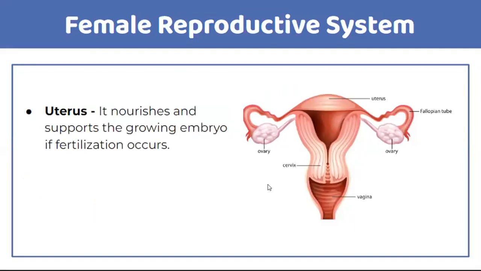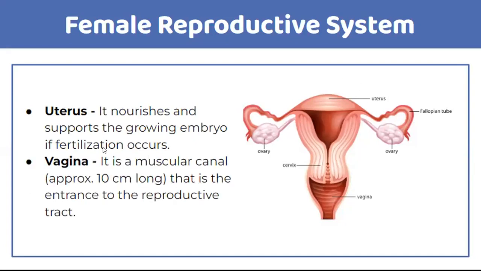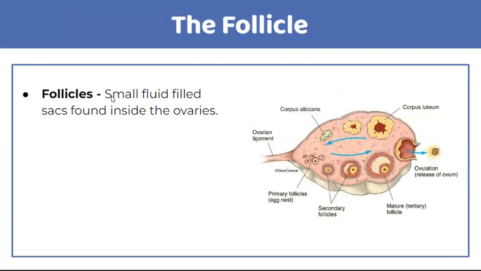Now, what is the uterus? If fertilization occurs, that is, if the sperm does end up entering the oocyte and actually becoming one with the oocyte, then you will get an embryo. You will get a growing embryo that will be implanted in the uterus for further growth. So that is the muscular canal which every female has, which serves as an entrance, and it is approximately 10 centimeters long. The follicles are small fluid-filled sacs which are found inside the ovary.